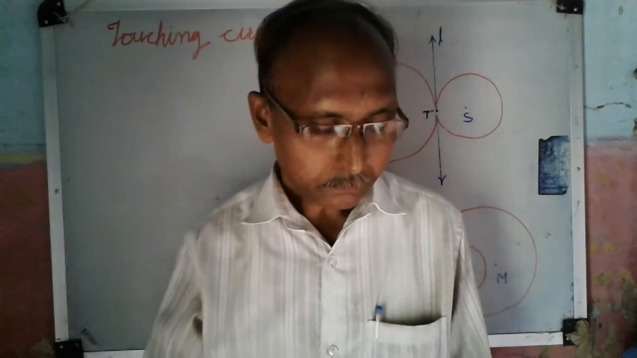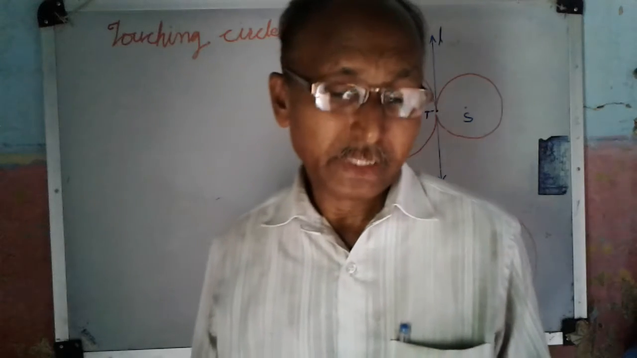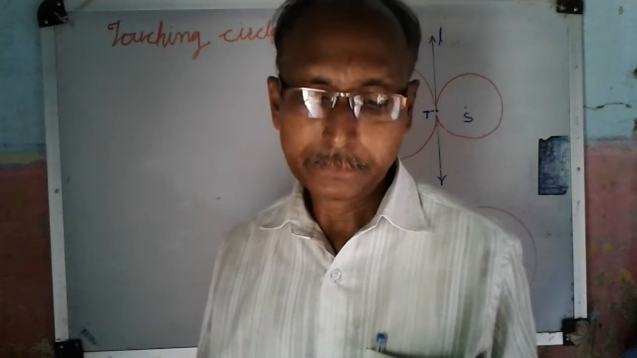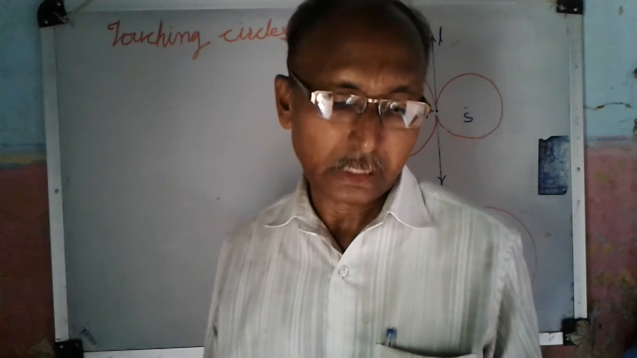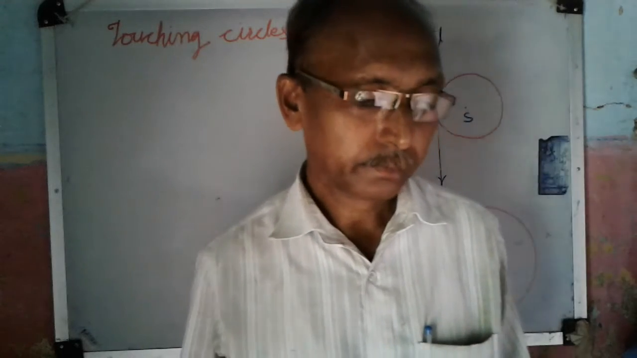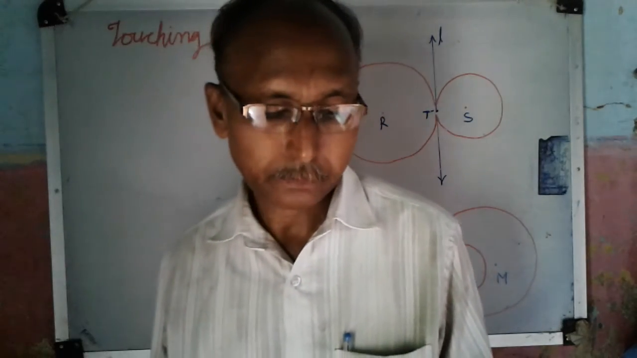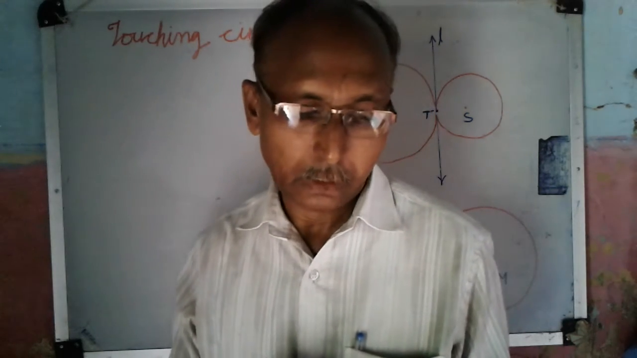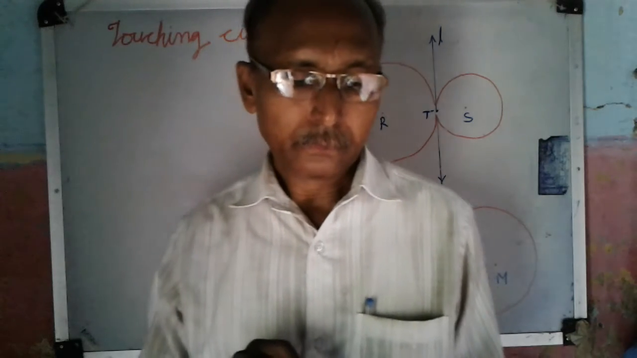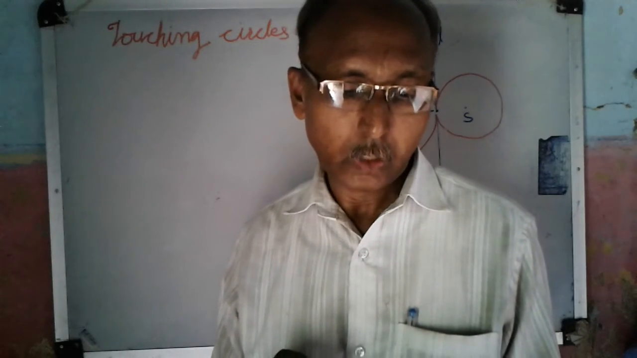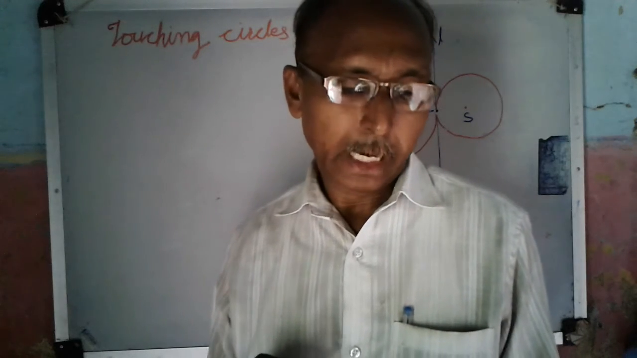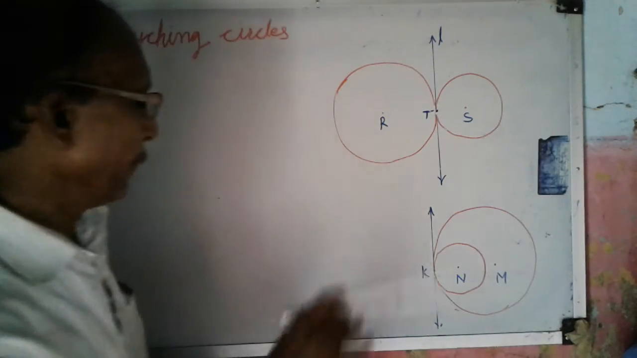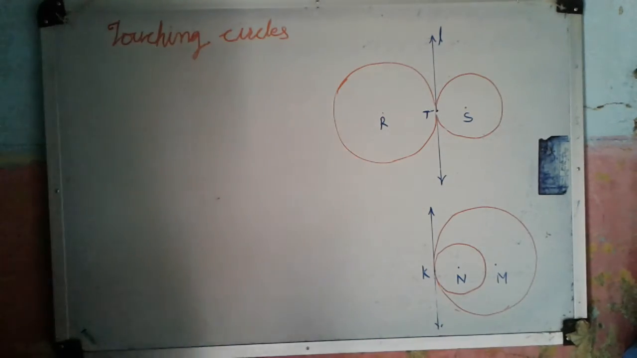In this way, the circles with centers R and S touch the line L in point T. So there are two touching circles with L as a common tangent, and they are touching externally. And in the second figure, the circles with centers M and N touch each other internally, and line P is their common tangent.